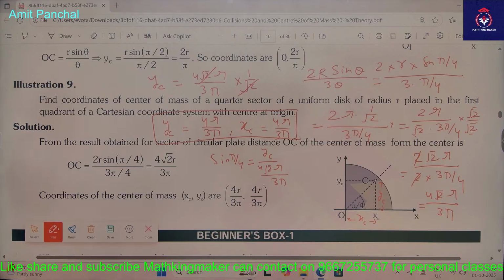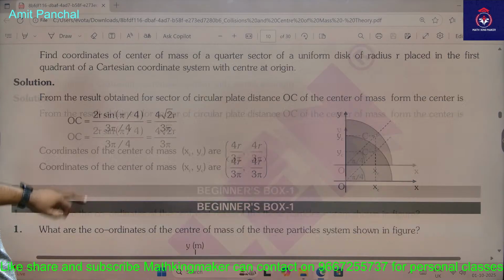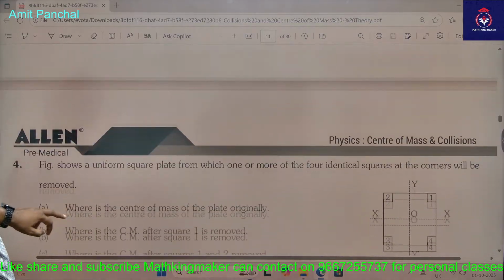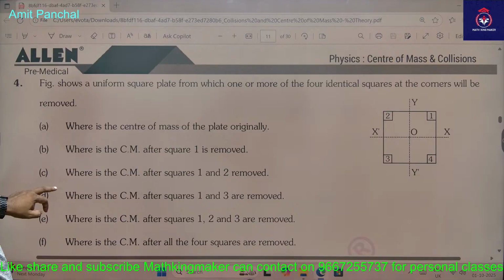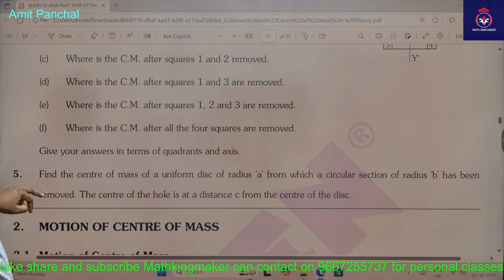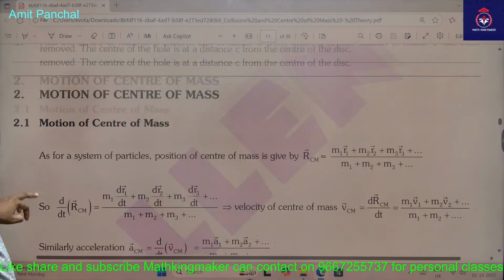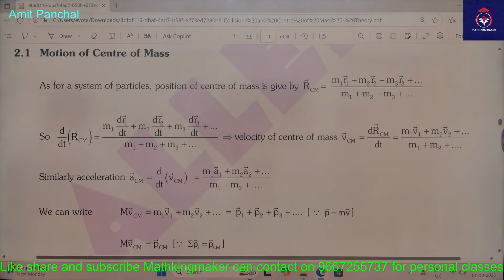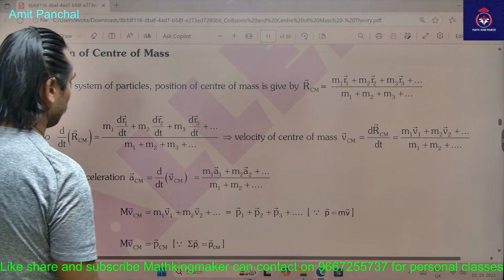Got it? Okay, now it is beginner box 1. You can do the questions. Yeah, I already did it. So up to which question did you do? We need to do from motion of center of mass. Okay. So in tomorrow's session we'll do the motion of center of mass.